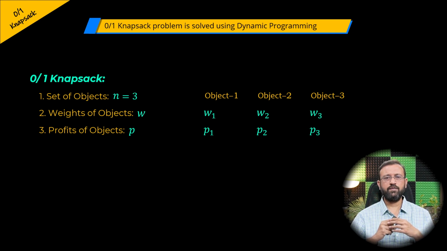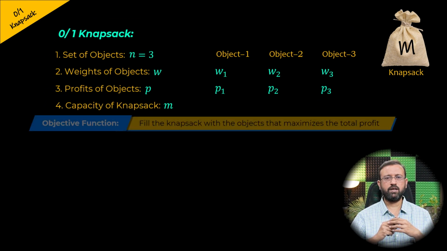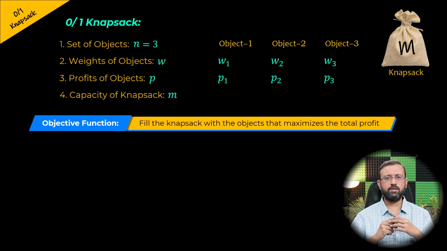Then we have the capacity of the knapsack represented by M, that is the maximum weight the knapsack can carry. The 0-1 knapsack problem is to fill the knapsack with the objects that maximizes the total profit. This is known as the objective function. Let us consider an example.